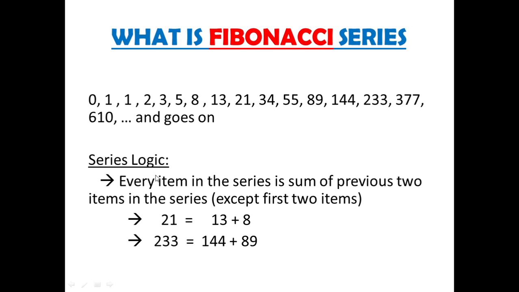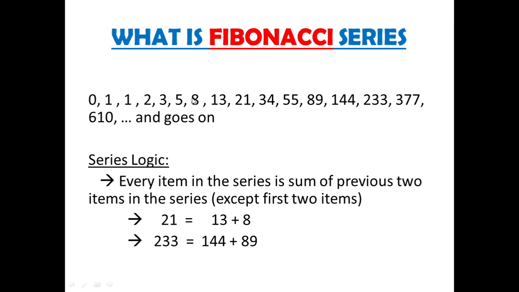What is the series logic? Every term in this series is a summation of previous two items in the series. For example, if you take 21, which is an item here, it's a summation of previous two items, which are 8 and 13. If you take 233, it's a summation of 89 and 144. So every item in the series is a summation of previous two items. If you take 377, it's a summation of 233 and 144.